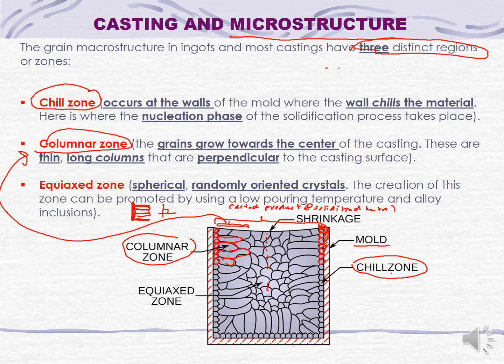Next, after this zone, at the middle here, this is the equiaxed zone, where the grains are spherical, randomly oriented crystals. So there are 3 zones formed in the casted product.